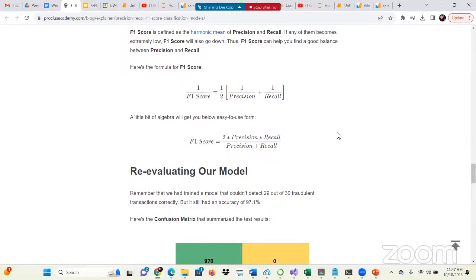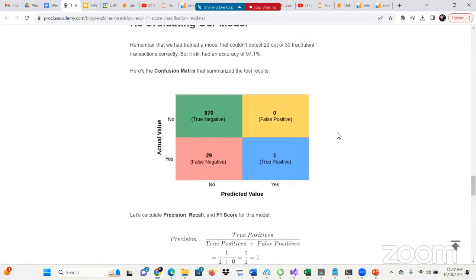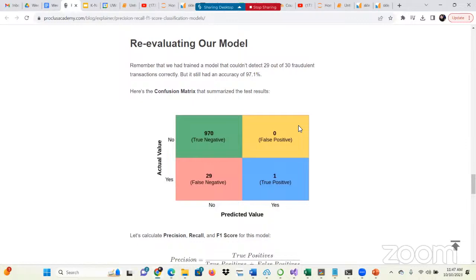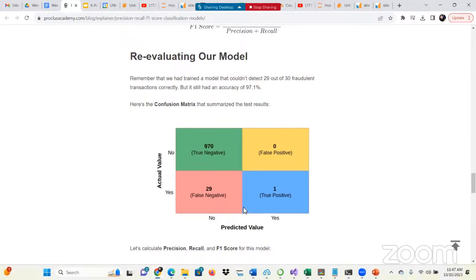So here you see there's another case. This is to find fraudulent transactions. The accuracy score is very good, 97%. That's a very, very good model. But if we look at the recall score, how is it?